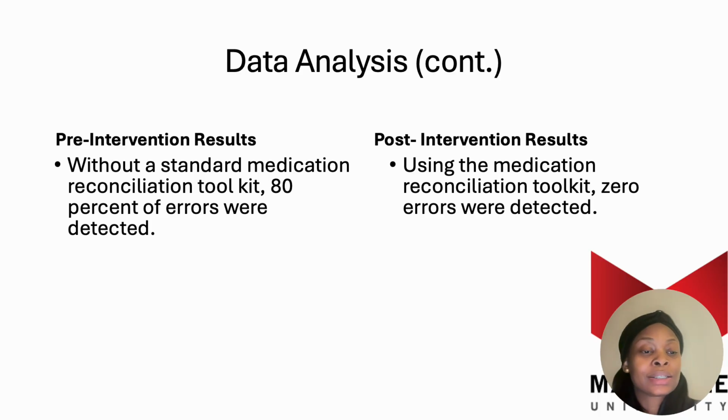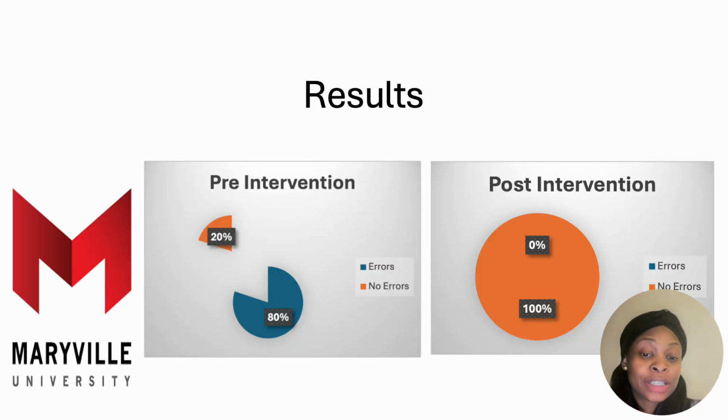Lastly, with data analysis, pre-intervention results, without a standard medication reconciliation toolkit, 80% of errors were detected. For the post-intervention results, using the toolkit, no errors were detected. So these are the results, as I stated, in a graphic way. As you can see in the pre-intervention results, there were 80% errors, and then in the post-intervention, there were no errors detected.